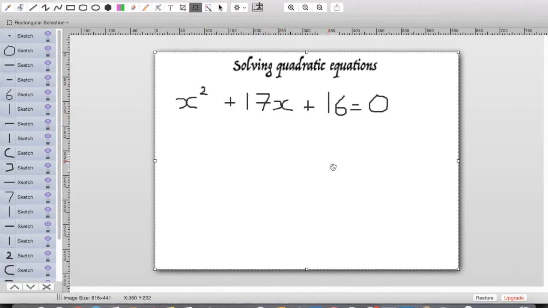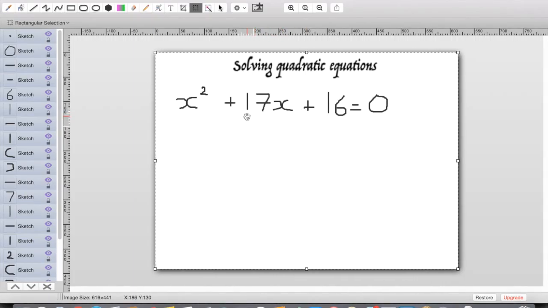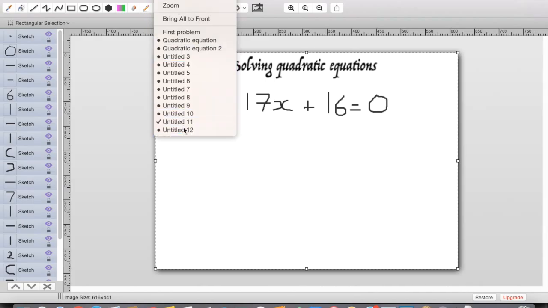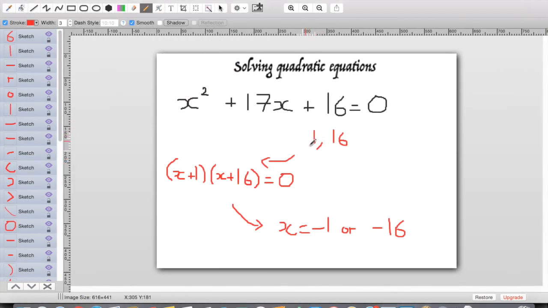However, in this method, we're going to just look for two numbers that could multiply together to give 16, and because this is a plus, add together to give 17. Again, hopefully we can get to the answer that those two numbers are going to be 16 and 1. And now this time we don't need to worry about signs, because we can just use the positive of each, put them into this format, and we very quickly get to x equals minus 1 or minus 16.